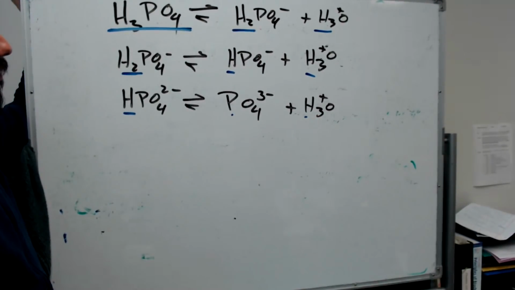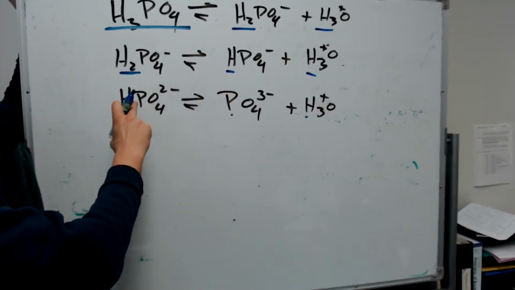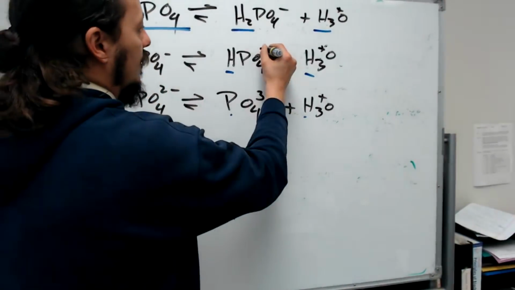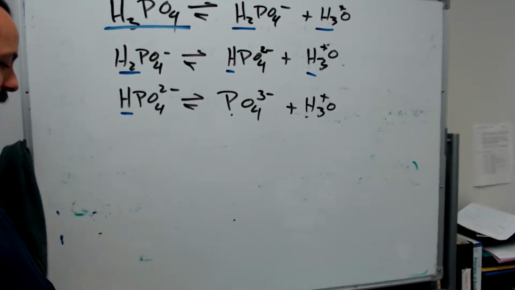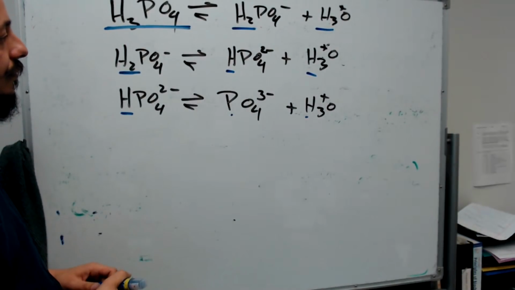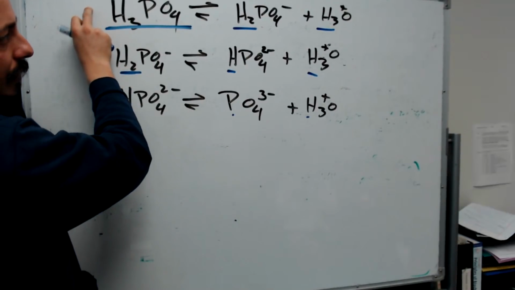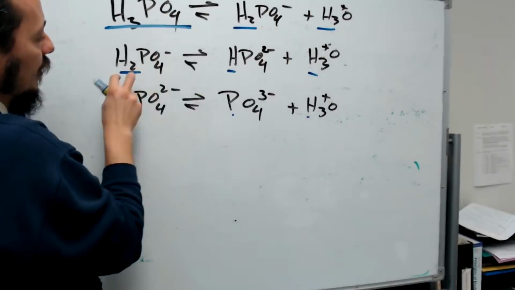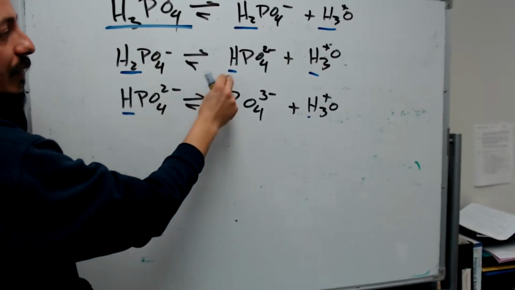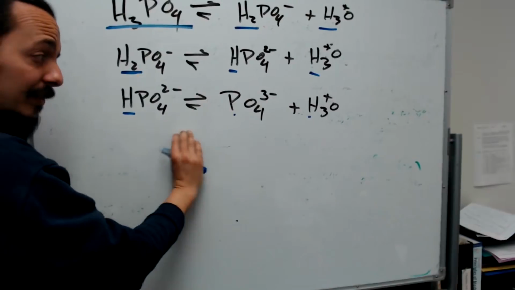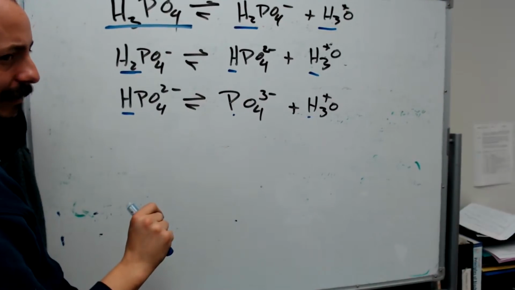It's HPO4 2 minus. Yes. 2 minus on that HPO4. So we should have mostly H3PO4 left over, some of those. And then our H2PO4 is going to fall apart to some degree. The chances that our HPO4 2 minus falls apart, probably very little.